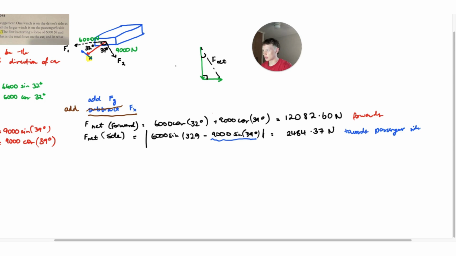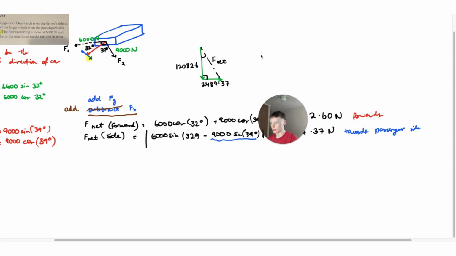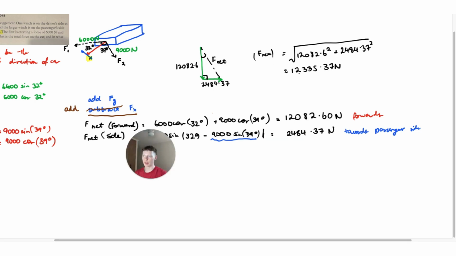So this is, again, 1282.6. This is 2484.7. So to find the net force, we are just going to do our square root. So the magnitude of the net force is the square root of each of our components squared. So I'll put that in my calculator. Okay, so for that I get 12,335.37 newtons all up.